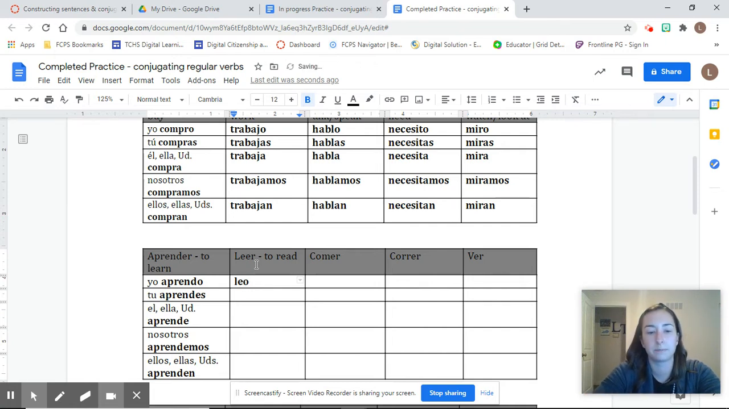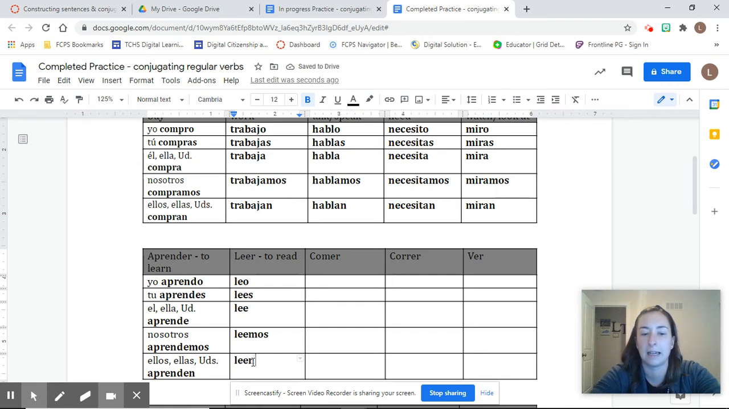Yo leo, tú lees. So there's one E, LE, and then I added the ES. Okay, same stem here, LE, and then add an E as your ending. LE, usted lee. Nosotros, LE, and then EMOS. So break it apart that way so that you make sure you spell it correctly. Nosotros leemos, LE, EN is our ending.